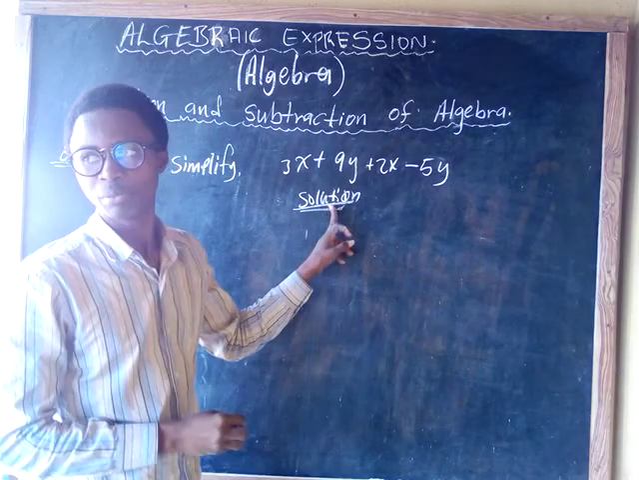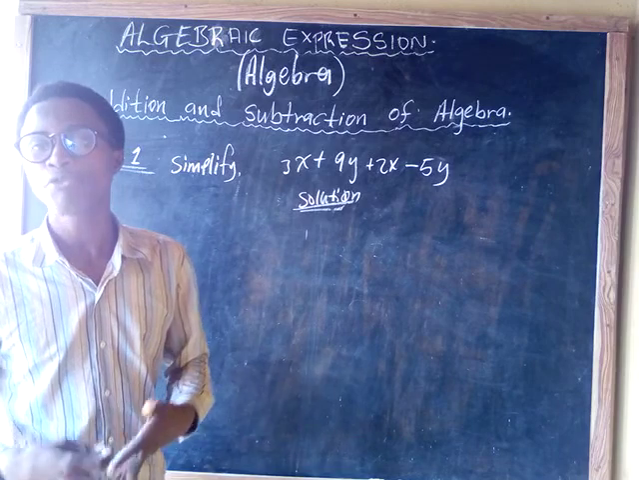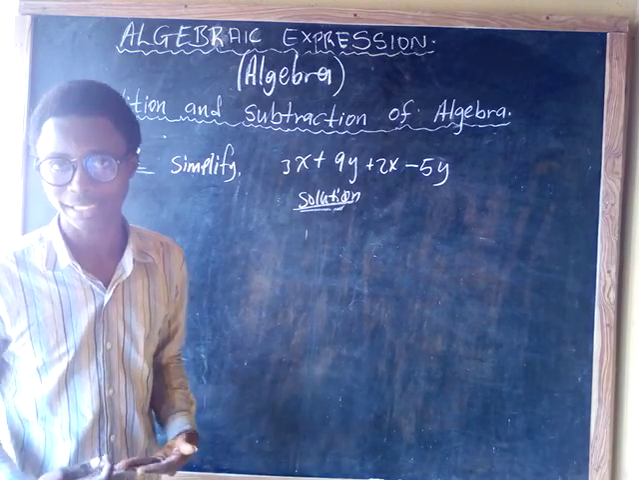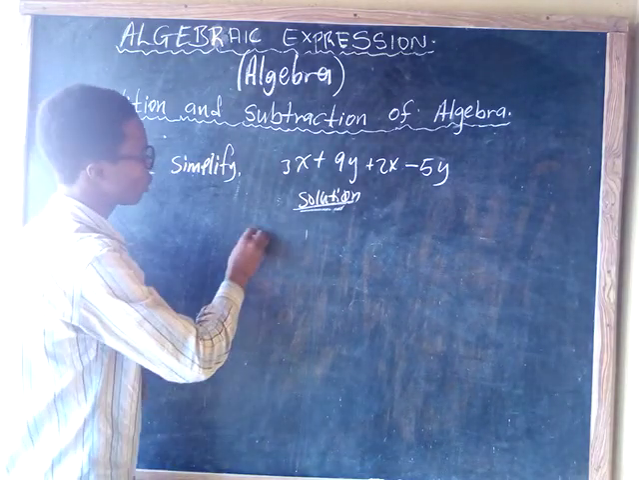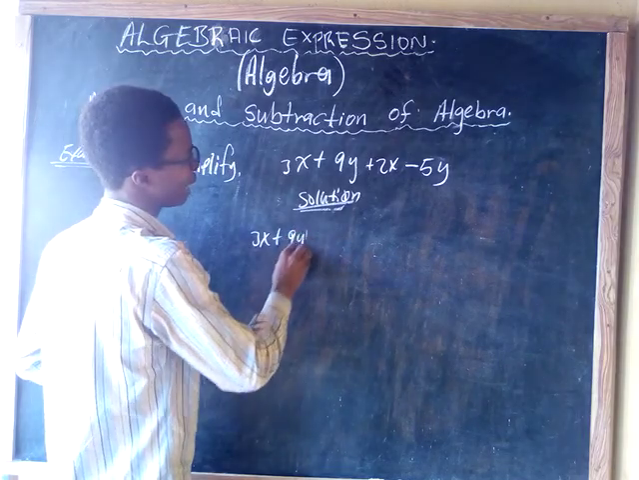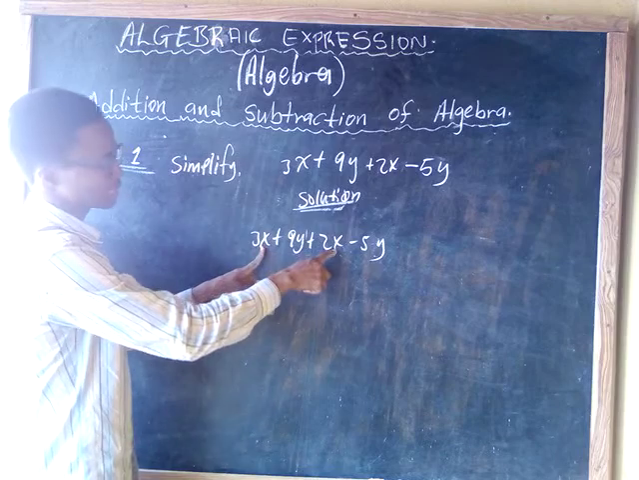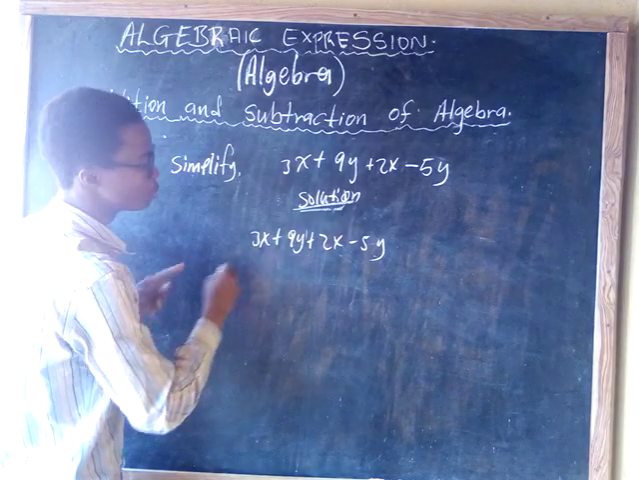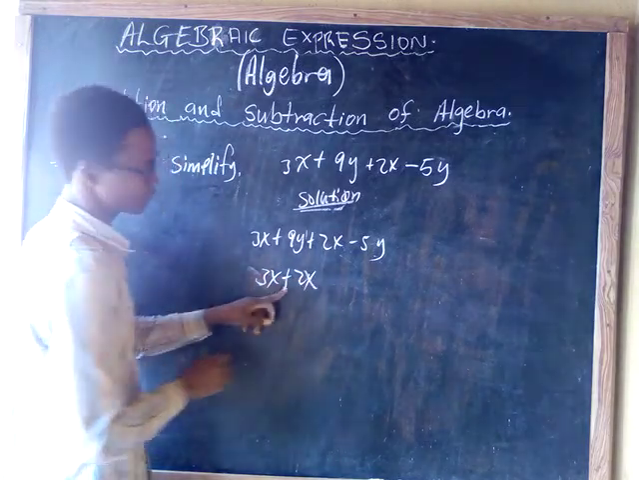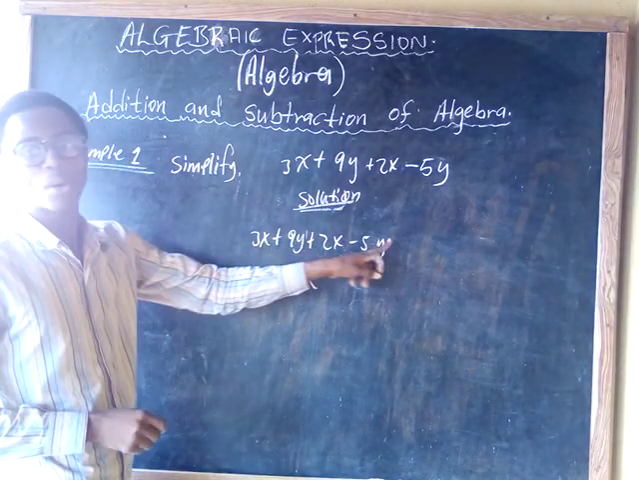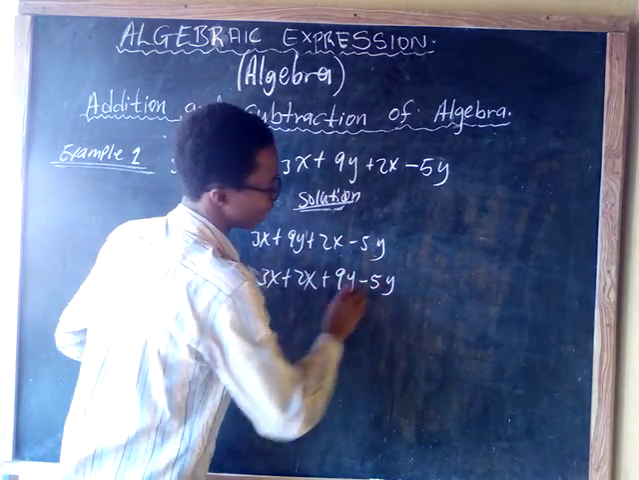Now how are you going to simplify them? Remember, I spoke about like terms. First of all, anytime you have a mathematics problem, first look for like terms and try to bring them together. Like terms mean they are the same, so bring them together. So we say 3x plus 9y plus 2x minus 5y. X, power 1, so they are like terms, so you bring them together: 3x plus 2x. Y, power 1, so they are like terms. You bring them together: plus 9y minus 5y.